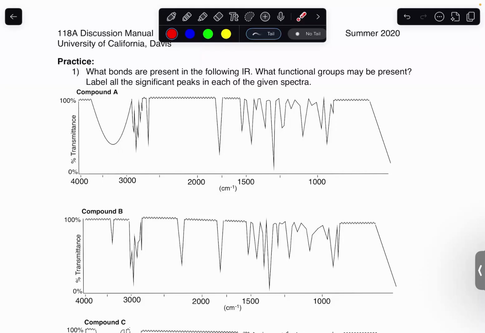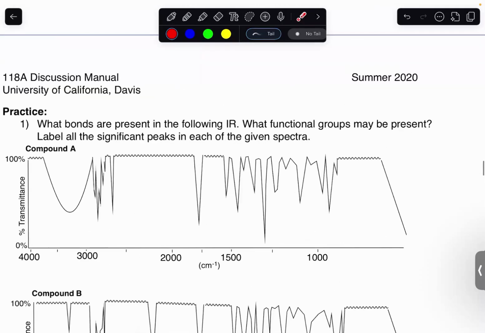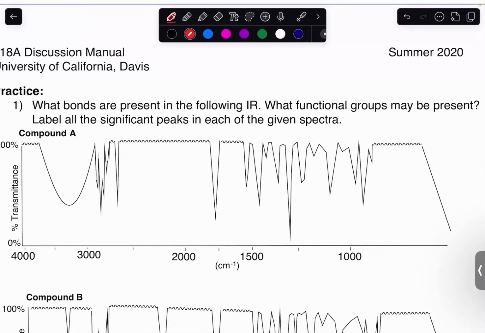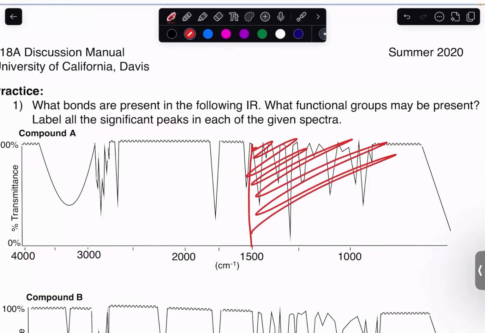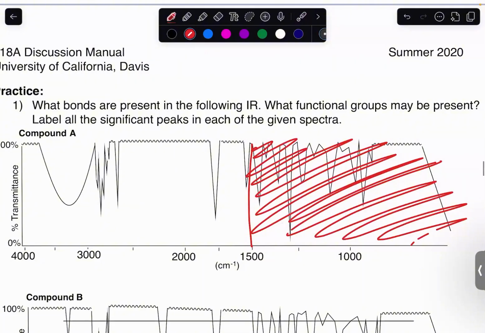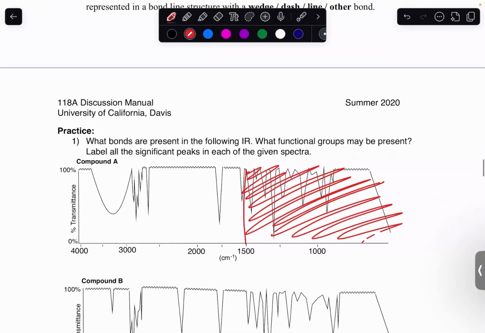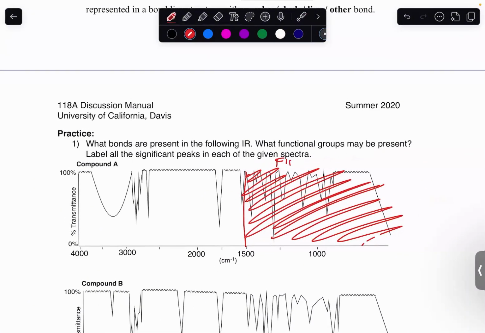Okay, I don't see the answers for this one, but we'll go through this anyway. 1500 and below, what is that region called? Fingerprint. Yep, fingerprint region. It's okay. You wrote it down. That's all of the single bonds?